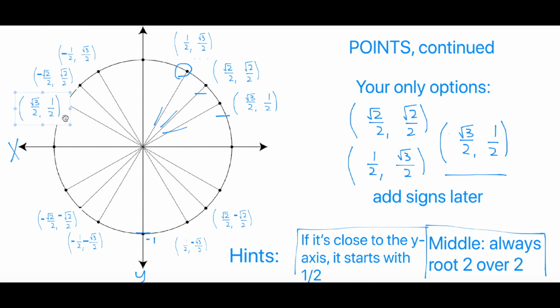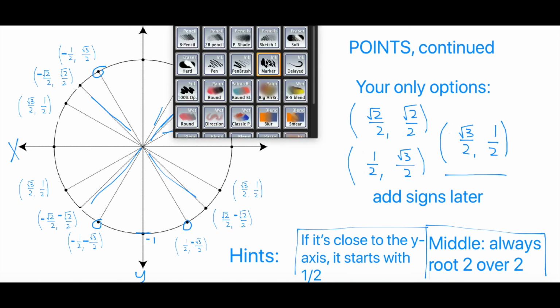Now the only points left. So this is going to be root 3 over 2 and 1/2. This one will be root 3 over 2 and 1/2. Now we know that this one is root 3 over 2 and 1/2. So if it's not a middle point and if it's not close to the y-axis, it's going to be root 3 over 2 and 1/2. And now, like I said, we add the signs in the end.